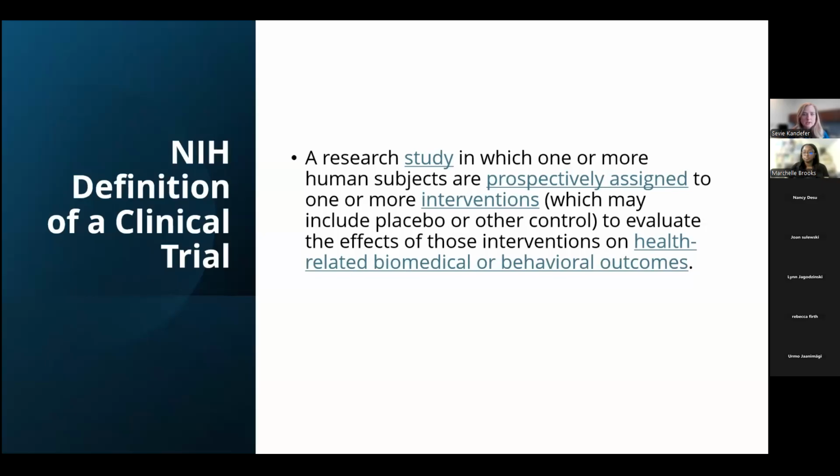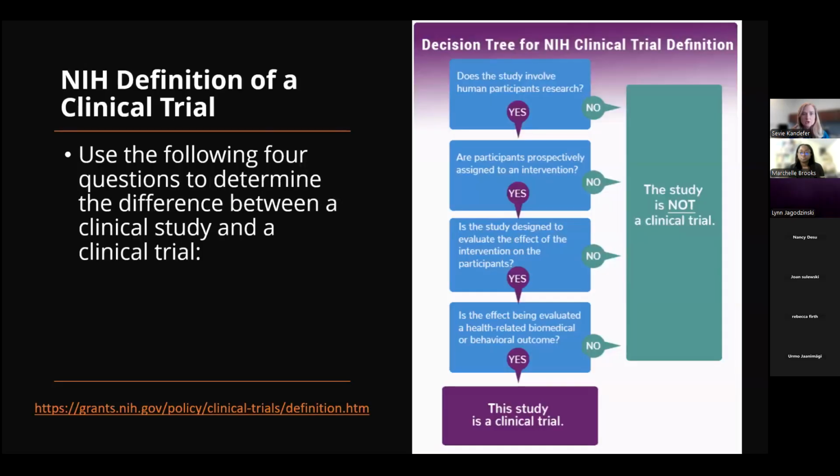At the CRO, we use the NIH definition of a clinical trial. That definition is a research study in which one or more human subjects are prospectively assigned to one or more interventions, which may include placebo or other control, to evaluate the effects of those interventions on health-related, biomedical, or behavioral outcomes. The NIH has a decision tree that you can find online where you can use the following 4 questions to determine the difference between a clinical study and a clinical trial. And we're just going to go through these questions one by one.